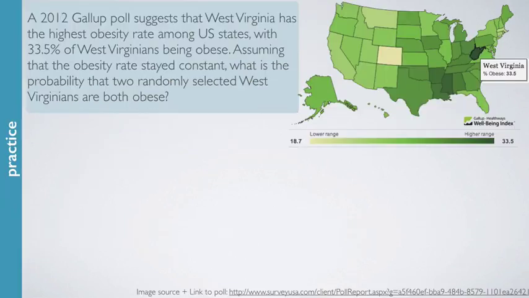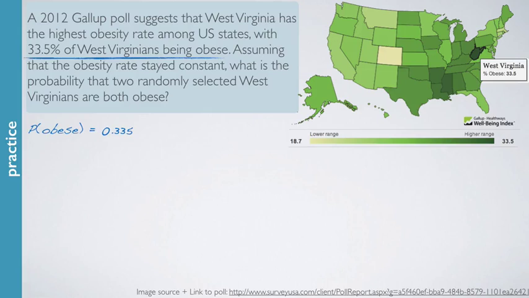Let's put what we just learned to use with some real data. A 2012 Gallup poll suggests that West Virginia has the highest obesity rate among U.S. states, with 33.5% of West Virginians being obese. Assuming that the obesity rate stayed constant, what is the probability that 2 randomly selected West Virginians are both obese? We're given that 33.5% of West Virginians are obese, which we can denote as probability of being obese is 0.335.